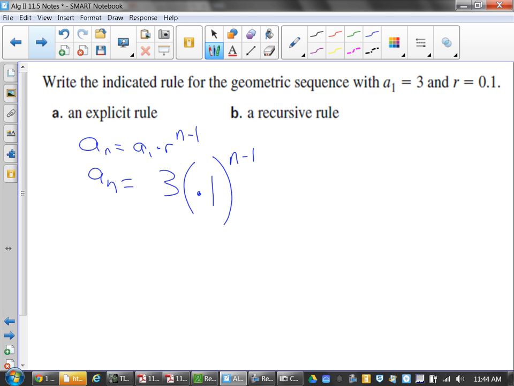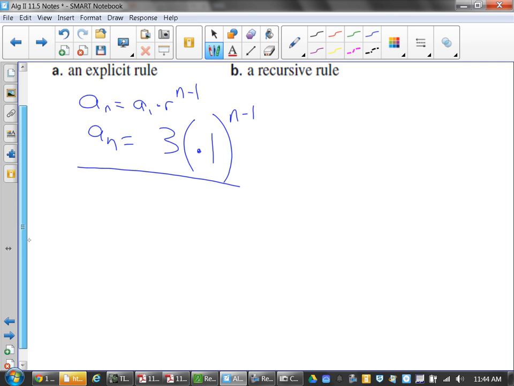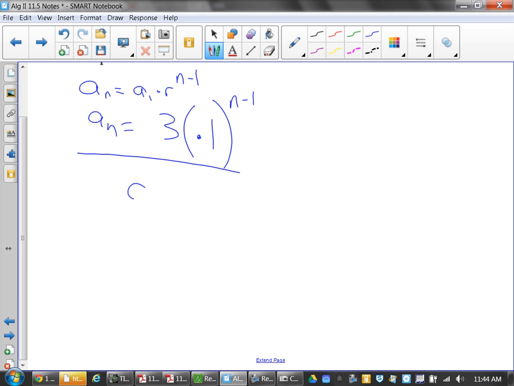There's my explicit rule. Okay? When I go to write recursive, I have to relate that to terms prior to it. The recursive rule, all we do is we write out your a sub n relates to the a sub n minus 1.